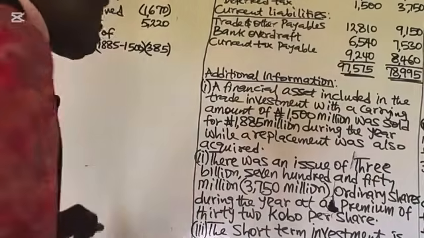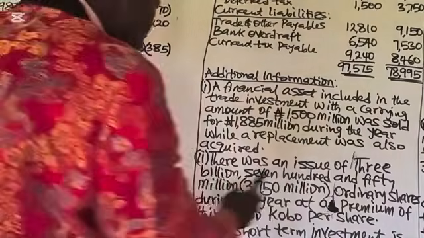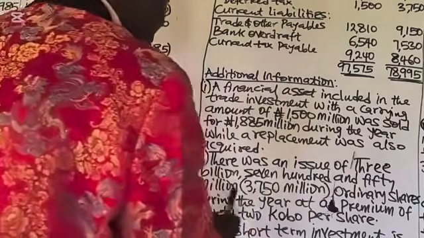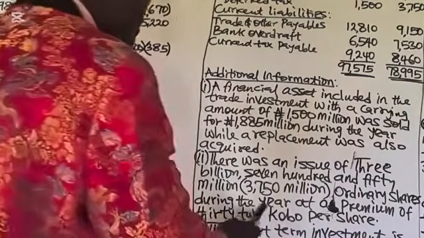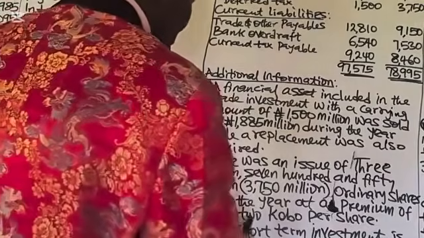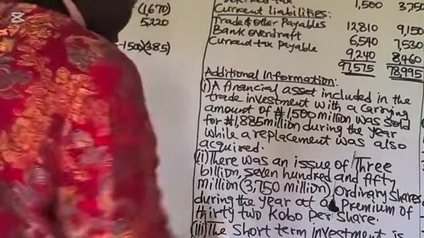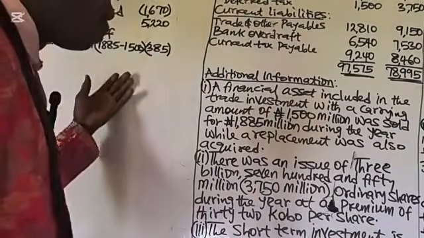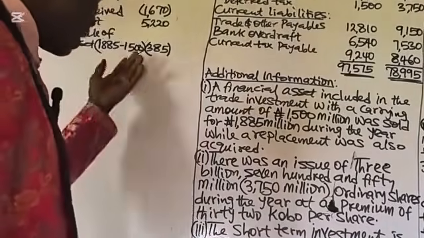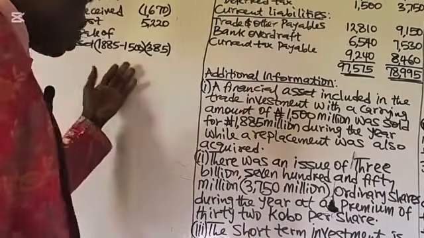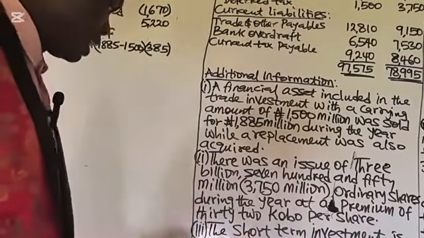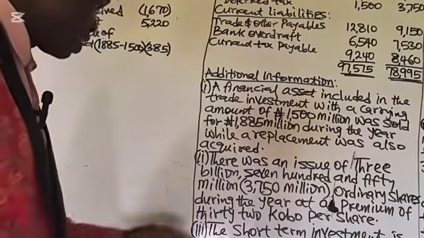Now let's go to note 2. There was an issue of 3,750 million ordinary shares during the year at a premium of 32 kobo per share. This is an issue of shares. It has nothing to do with the profit before tax. It does not have anything to do with the profit or loss. So it will only appear in the equity sections of the financial statement.